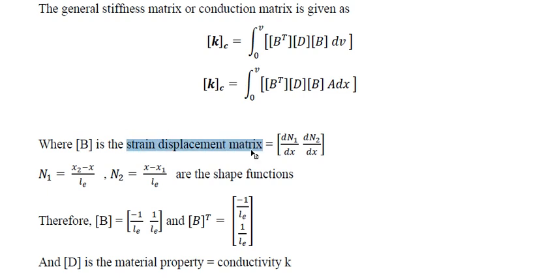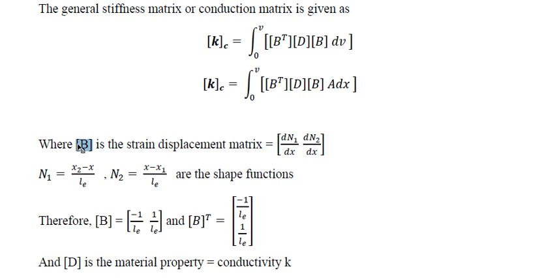B is generally called the strain displacement matrix in structural problems. Here we shall consider it as the element property matrix. But so as not to be confused, since throughout we are solving structural problems, let us consider it as the strain displacement matrix. B is the differentiation of the shape functions. How many shape functions are there? There are two shape functions, N1 and N2. Differentiation of the shape functions gives the strain displacement matrix.